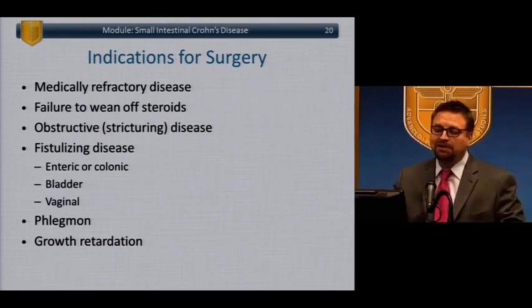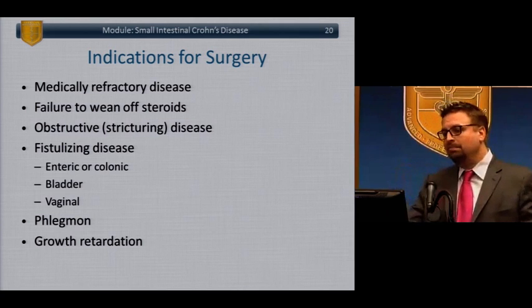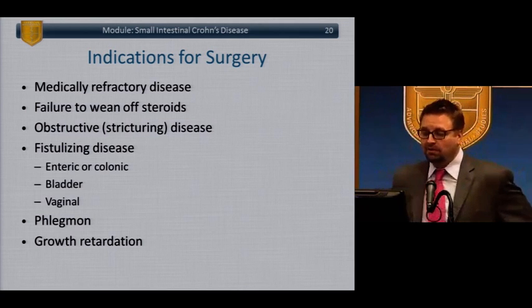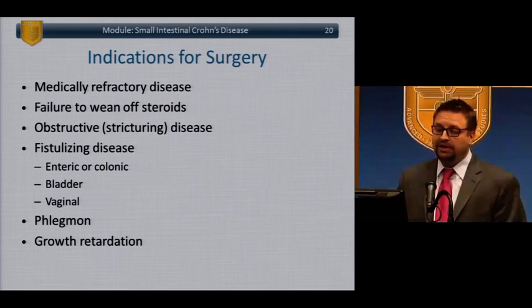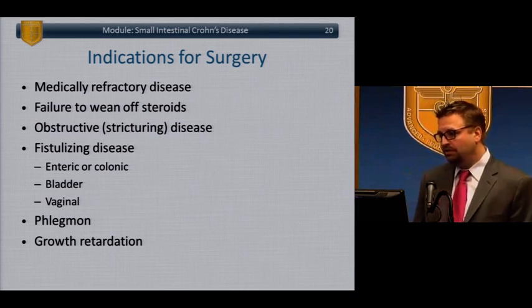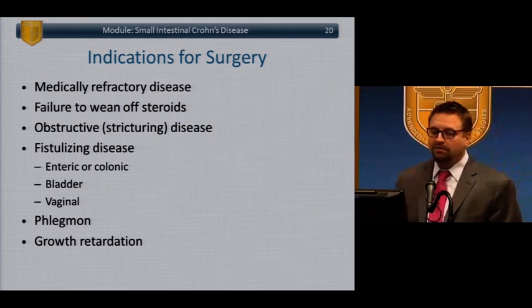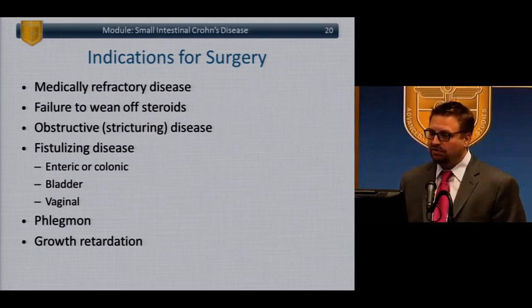Now with that in mind, because these patients often require multiple operations, and considering the fact that Crohn's disease is essentially a non-curable disease, we really try and reserve surgery to treat the complications. So thinking about what are the indications for surgery: medically refractory disease, failure to wean off steroids. Those two are sort of one and the same, and that's a common question.